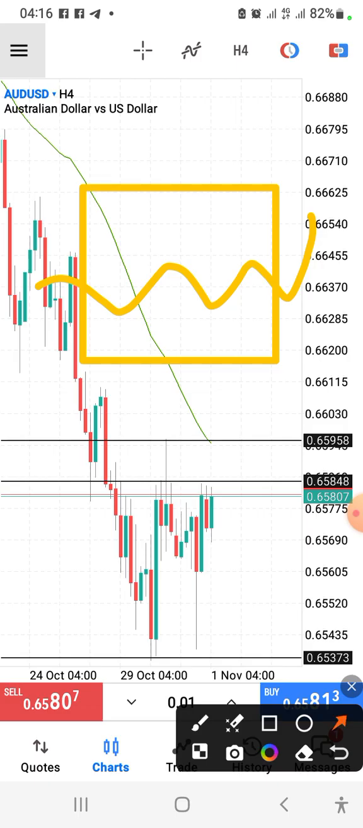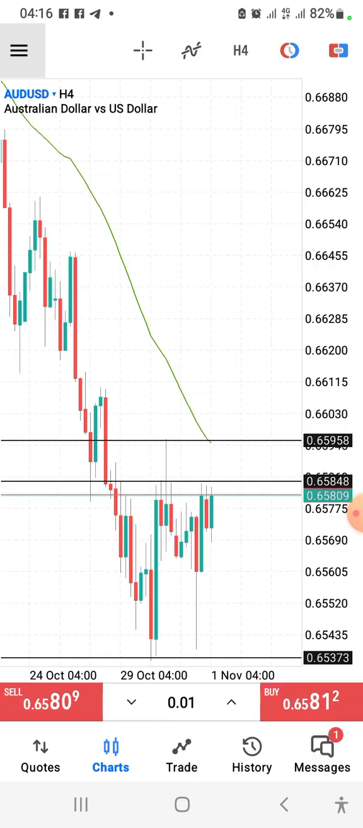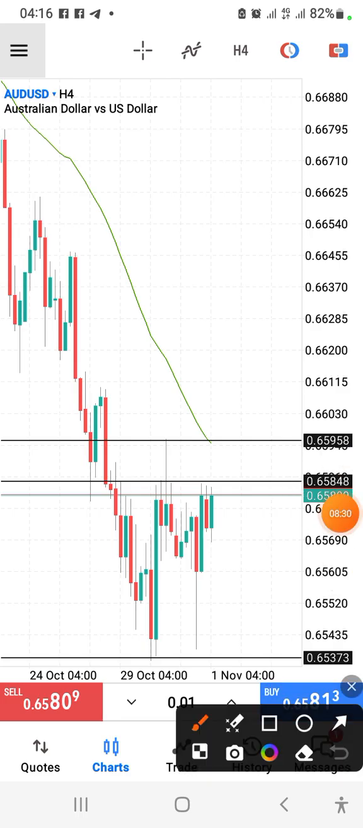So in that case, all you need to do is to look for the previous high and the previous low. So those are the areas where you will now take the trade. So we've now seen how you have to use the moving average to get your signal.